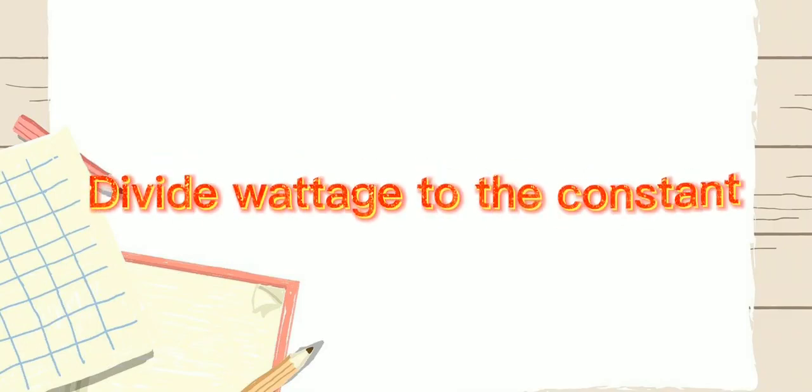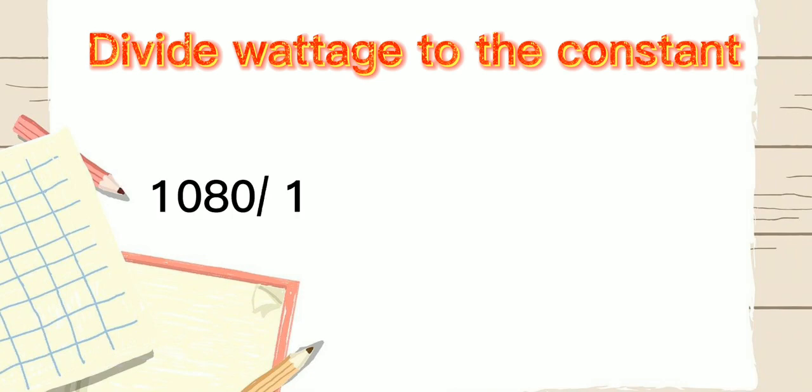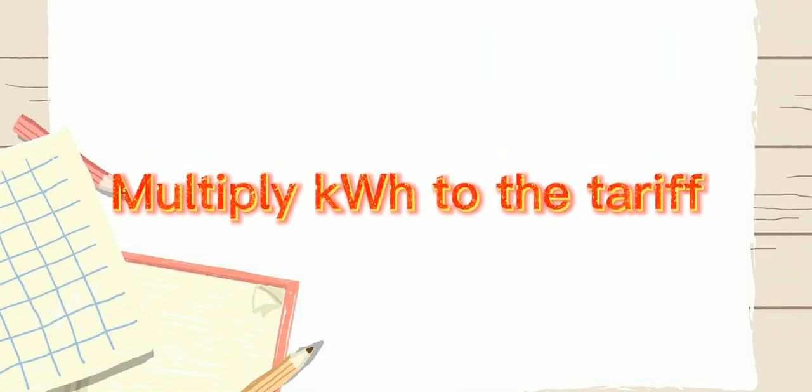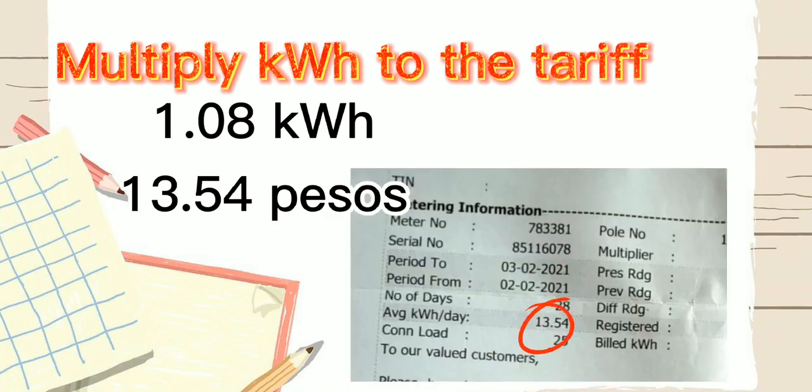Next step is to divide the wattage to the given constant 1000. Now we have 1080 watts and the constant 1000 kilowatt hour. 1080 divided by 1000, that would be 1.08 kilowatt hour. Next step is to multiply the kilowatt hour to the tariff. Remember, we have 1.08 kilowatt hour and the 13.54 pesos.